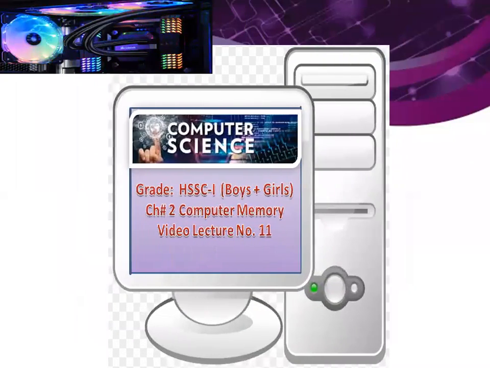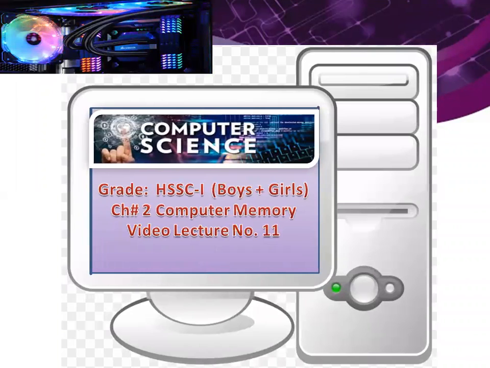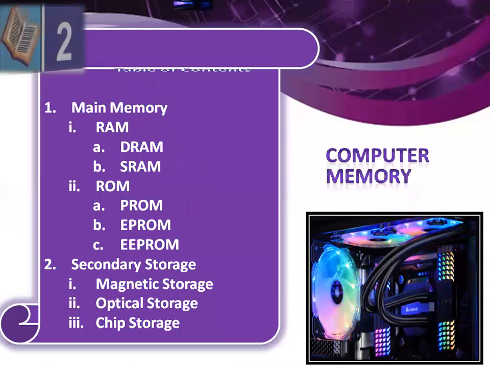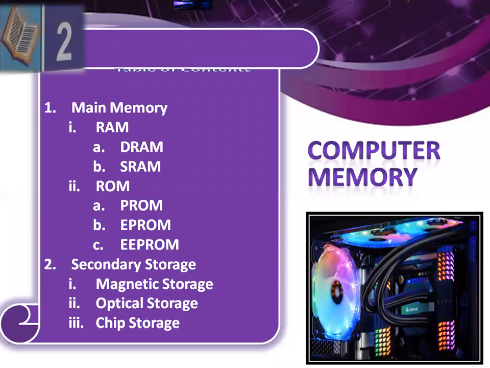Dear students, this lecture is for grade first year and we are on chapter number 2. This is our 11th video lecture. So dear students, today I'm going to talk about main memory and the types of the main memory: RAM, DRAM, SRAM, ROM, PROM, EPROM, double EPROM, and then we will discuss secondary storage and the types of secondary storage: magnetic storage, optical storage, and chip storage.